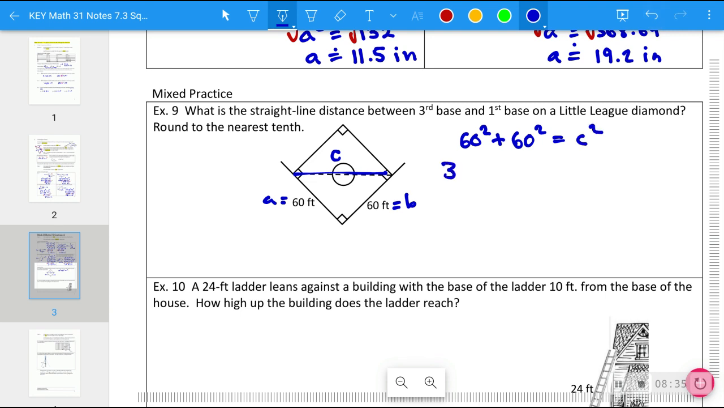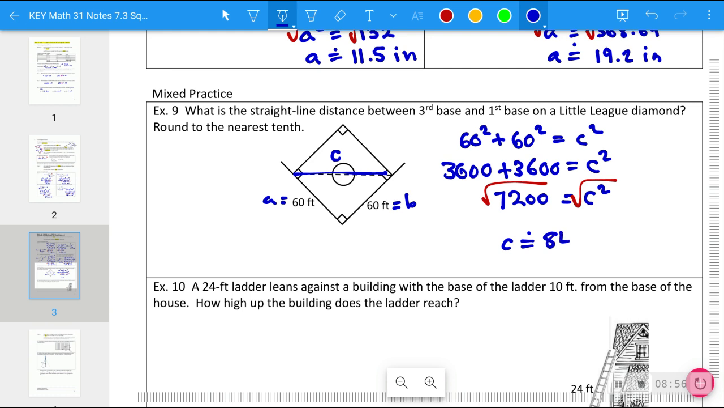Okay, so 3600 plus 3600 is 7200. And now to counteract the squaring, you square root both sides. And that takes us down to C is approximately 84.9 feet. Your calculator will tell you that if you type square root of 7200.